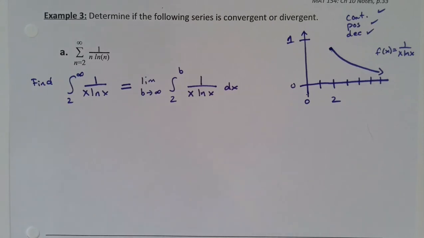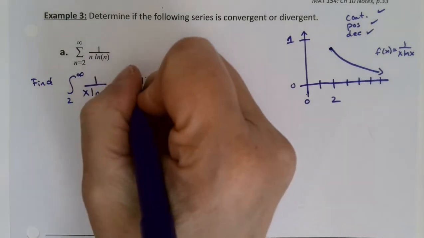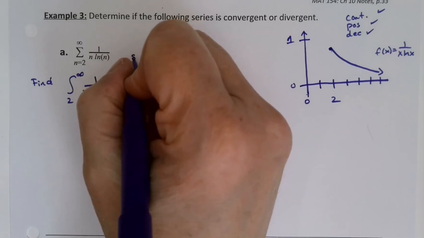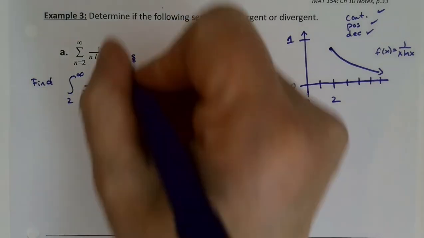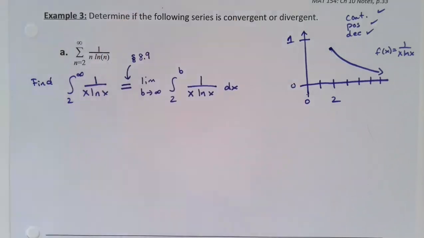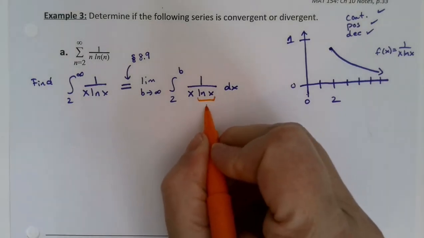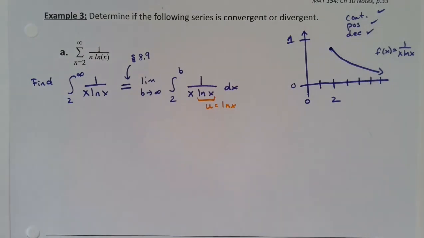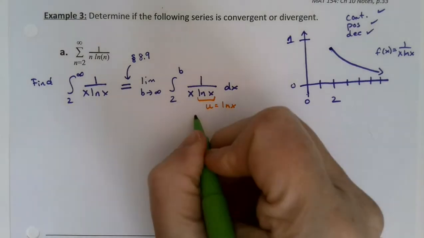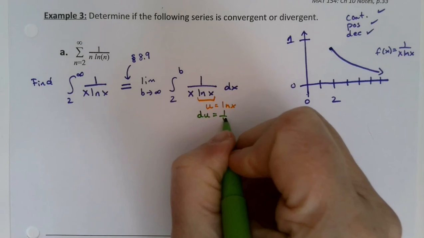And again, that was section 8.9, I believe. It's the one with infinite integrals that we learned. And then that's a u substitution. That's u equals natural log of x, because du is 1 over x dx.